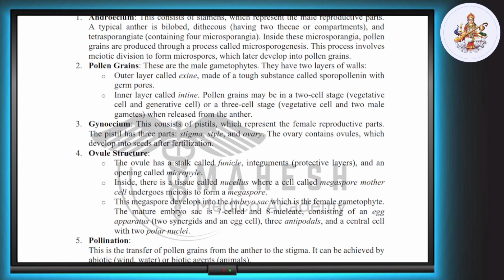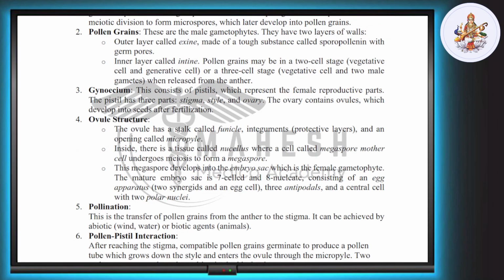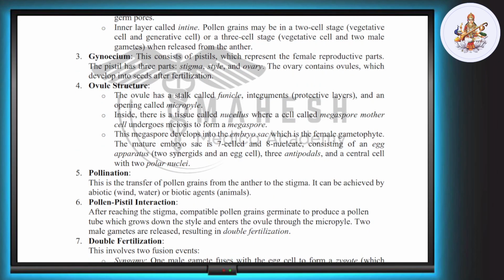Inside, there is a tissue called nucellus where a cell called megaspore mother cell undergoes meiosis to form a megaspore. This megaspore develops into the embryo sac, which is the female gametophyte. The mature embryo sac is 7-celled and 8-nucleate, consisting of an egg apparatus, 2 synergids and an egg cell, 3 antipodals, and a central cell with 2 polar nuclei.